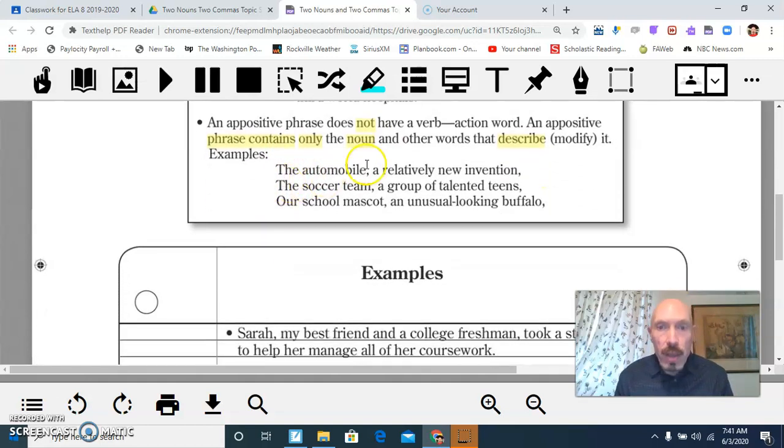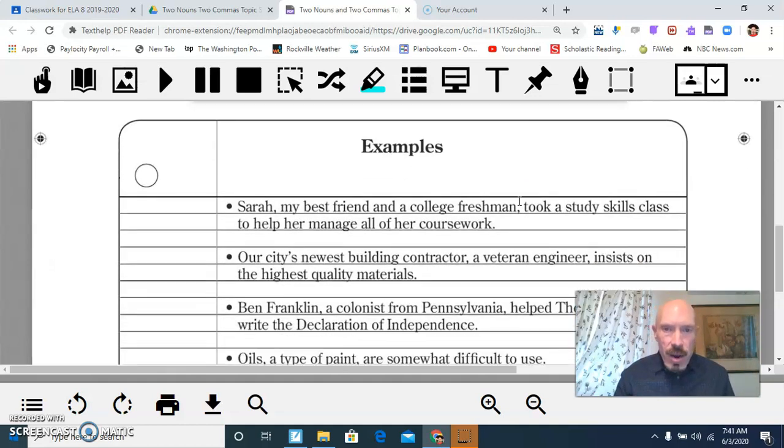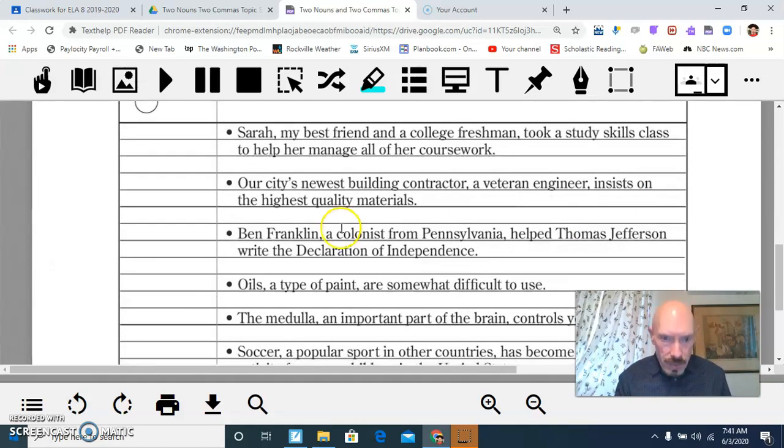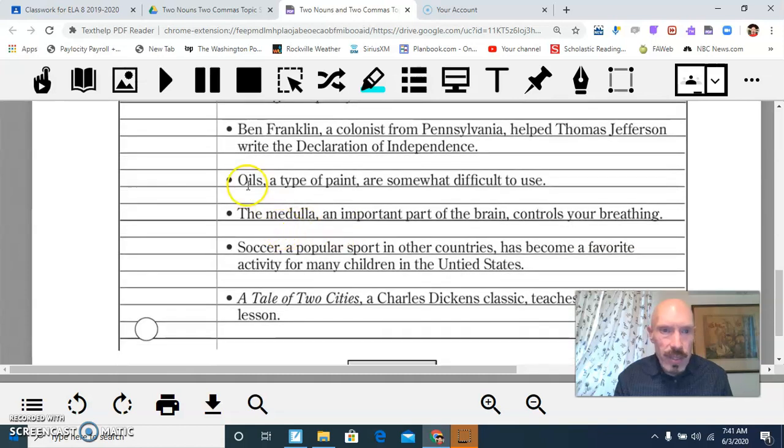The automobile, a relatively new invention, comma. But see, again, we have a noun, a phrase about the noun, and a comma separating it off. The soccer team, a group of talented teens. Our school mascot, an unusual looking buffalo. And again, that explanation is surrounded by commas. Hence, two nouns, two commas. Here are some more examples. Let's focus on the simple ones.